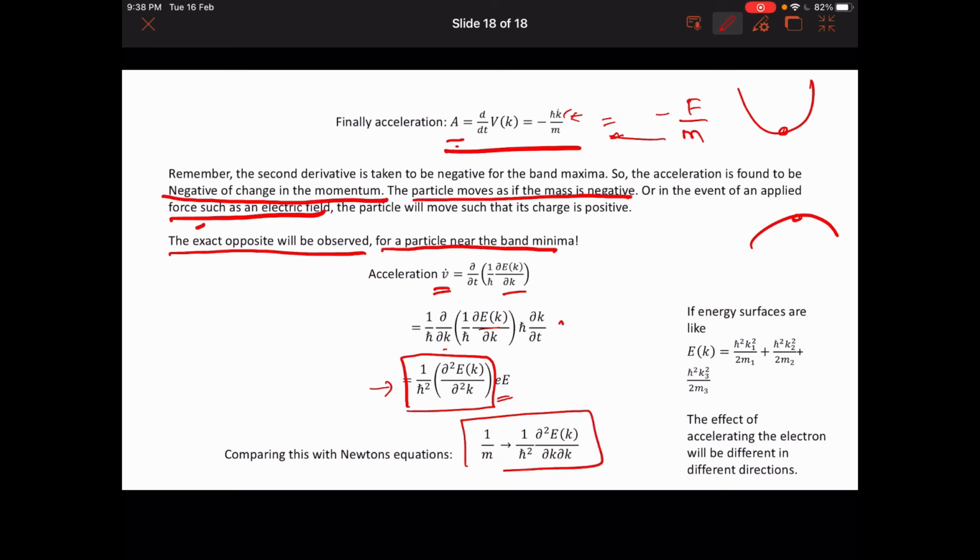So this is called a mass tensor, and it is particularly true when we are talking about electrons which are wave packets, right? Because only for a wave packet the velocity is given by this expression, right? For a wave packet the mass is basically a tensor, if the energy surfaces are written like this, as a parabola with different dispersions in different directions, then you will have what is called a tensor. The effect of accelerating an electron in different directions will now be different because it experiences different masses.